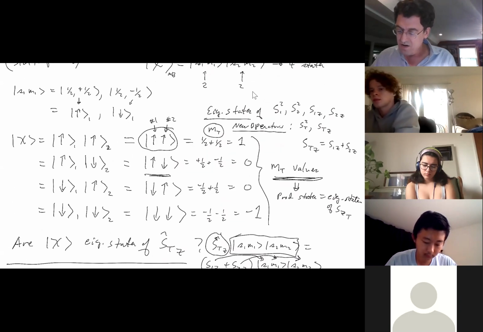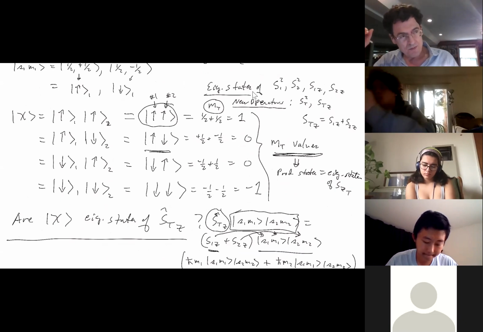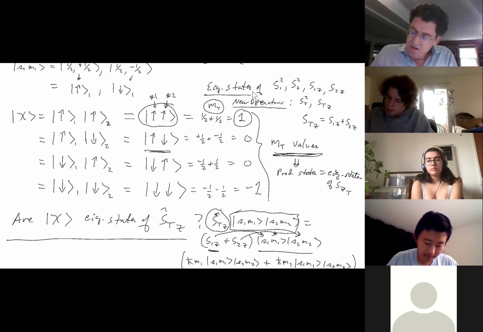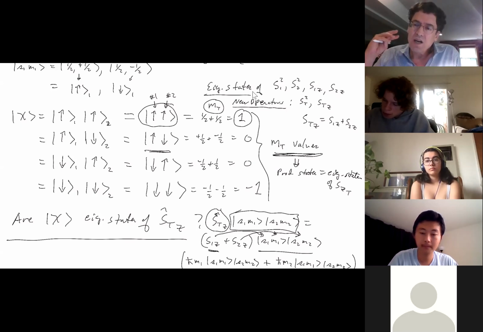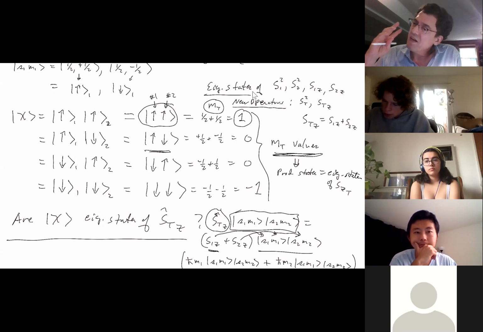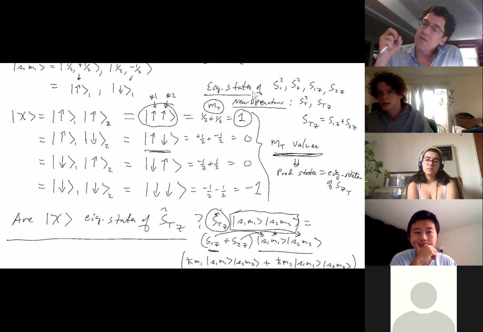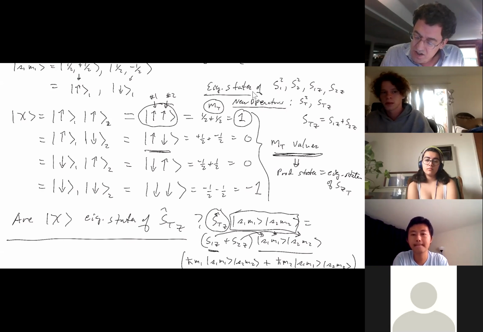All right, so now to answer that question, we use some sort of linear algebra logic. We look at this state and we notice that it has M total equals 1. And so I will ask you, could it be an eigenstate of S total equals 2? Actually, I'll ask you a simpler question. Could this state be an eigenstate of S total equals 0? Yes or no?